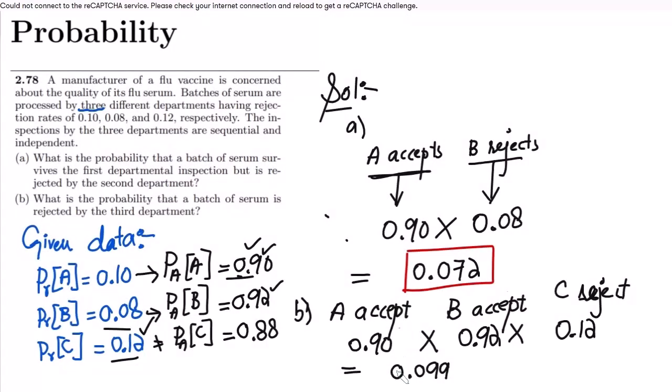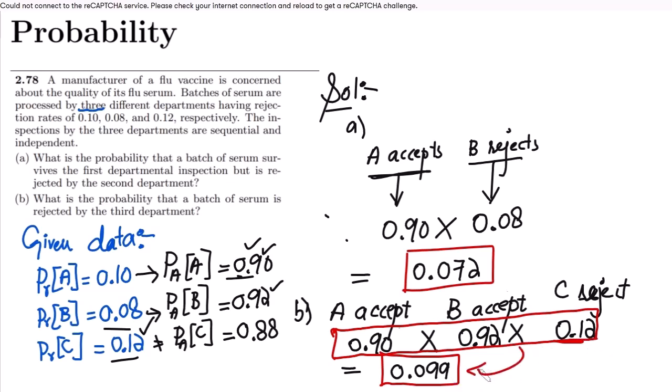Okay, so that is the probability that the first two departments will accept it while department C will reject it, and that is obtained by multiplying the acceptance probabilities of the first two departments with the rejection probability of C, and from it I will get this rejection probability.